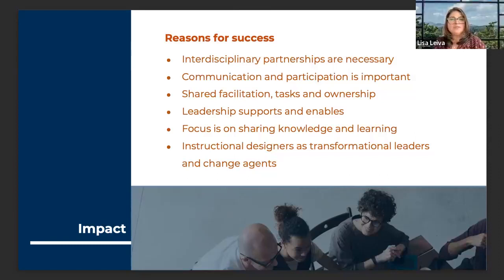And then we also learned that as instructional designers, we're perfectly positioned to inspire and to motivate others to innovate and create the changes necessary to shape the future of our education programs.